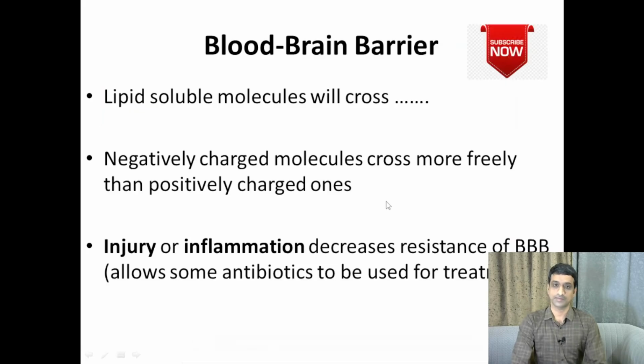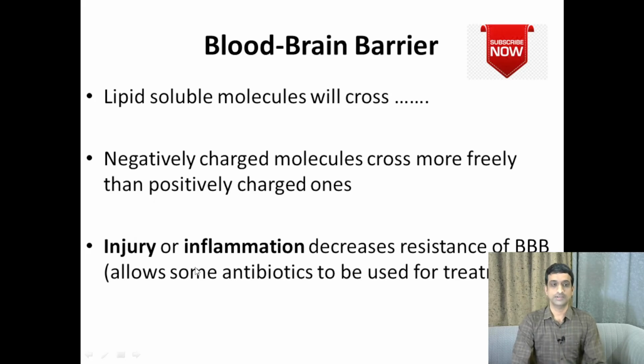This is extra reinforcement so that nothing will leak out of the capillary and enter the brain tissue or brain parenchyma. Then the key observations on the blood-brain barrier are that this barrier allows lipid-soluble substances without any resistance. That means they pass with ease. Carbon dioxide, oxygen, and alcohol, which are all lipid-soluble substances, can pass through the barrier with ease. Then one more observation is that negatively charged molecules cross more freely when compared to positively charged ones.